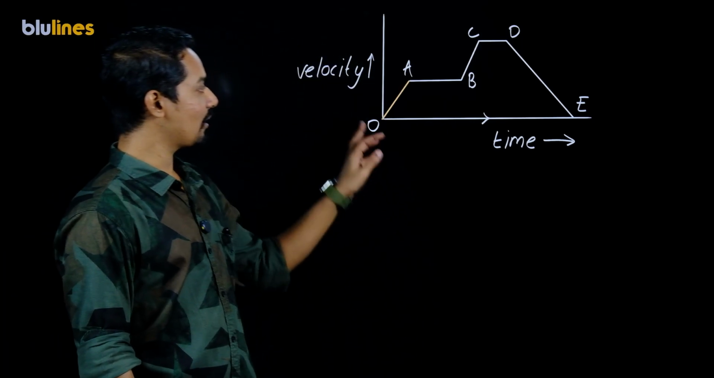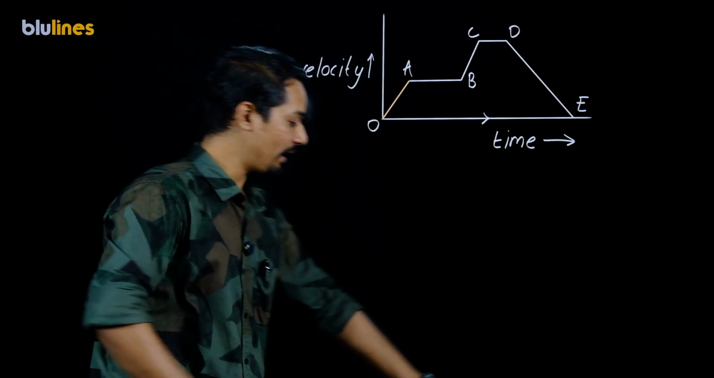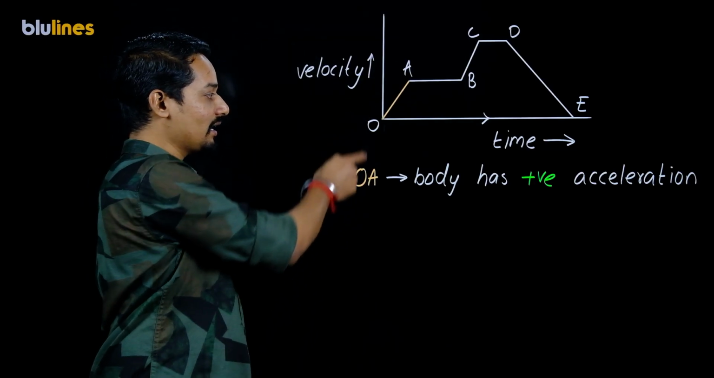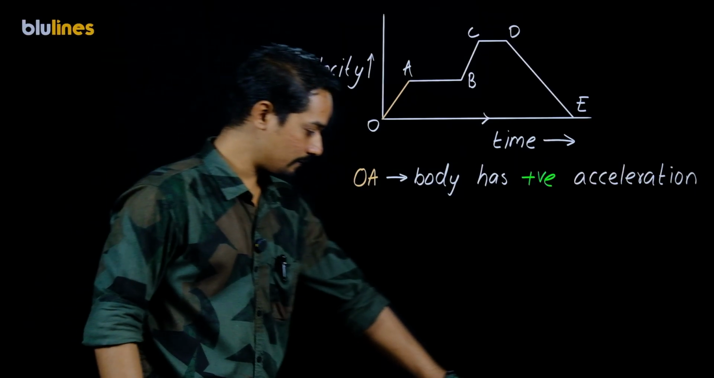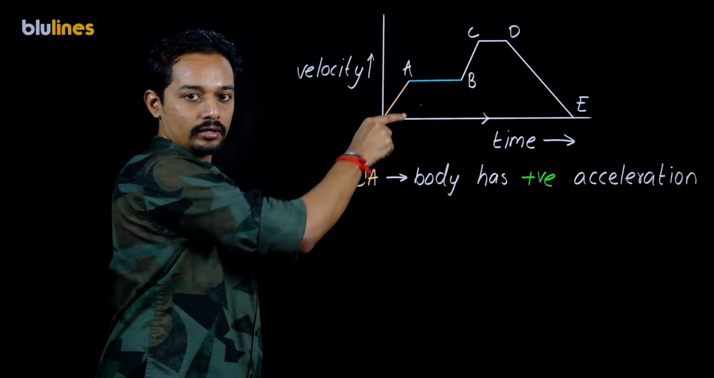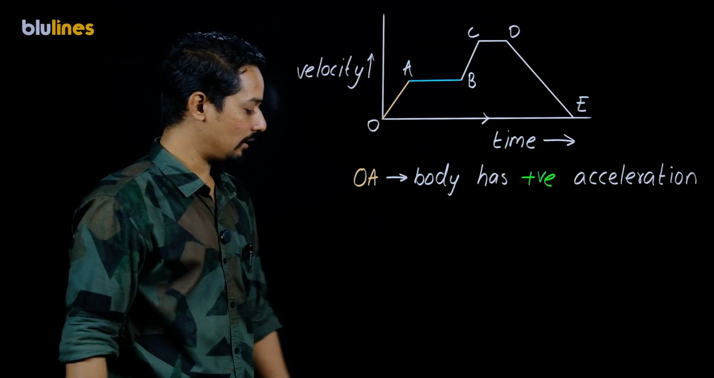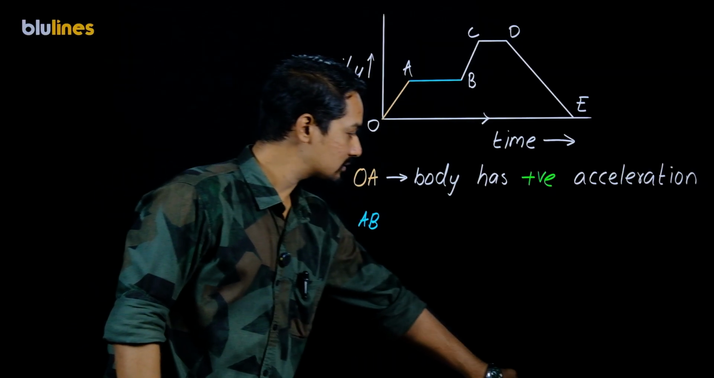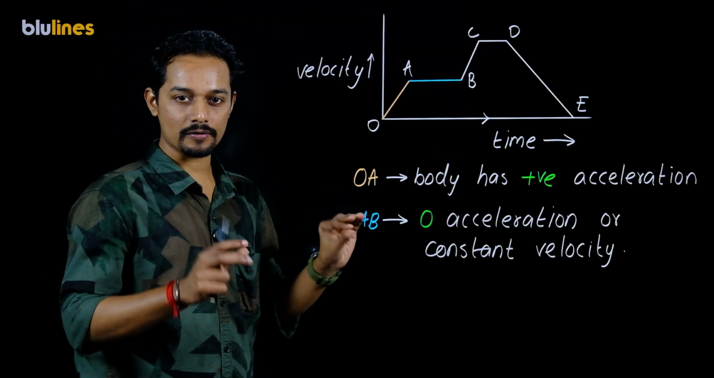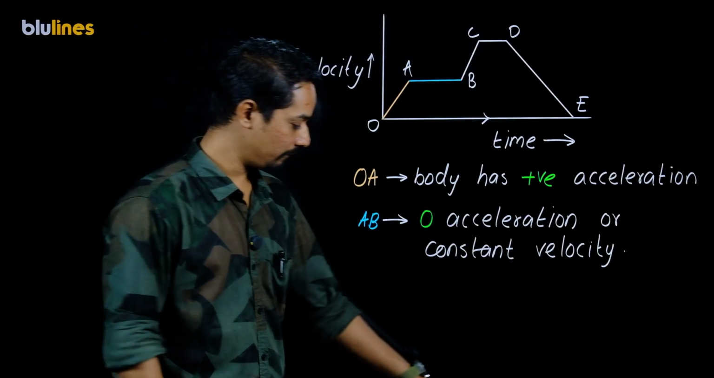The first segment is OA. What can we see in this OA? It is increasing, so it has positive acceleration. Then AB. AB is not increasing or decreasing. It is just a constant line, parallel to the x-axis. We know that in this case the body has zero acceleration, or we say that it has constant velocity. The velocity is not changing.